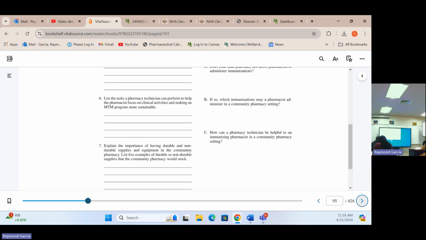Says these tasks a pharmacy technician can provide help pharmacists focus on clinical activities and make an MTM more sustainable. MTM is medication therapy monitoring, making sure that they do counsel the patients if there's something serious. And you probably can get that on page 166.